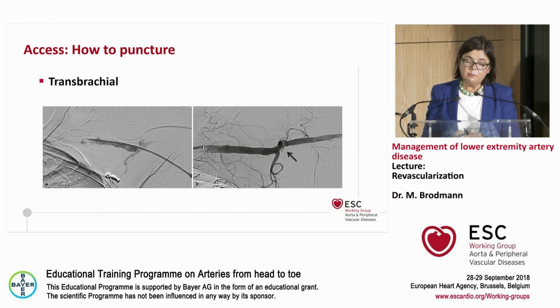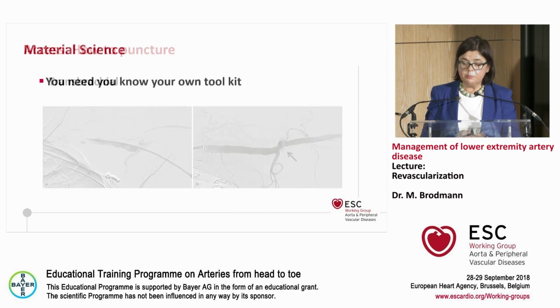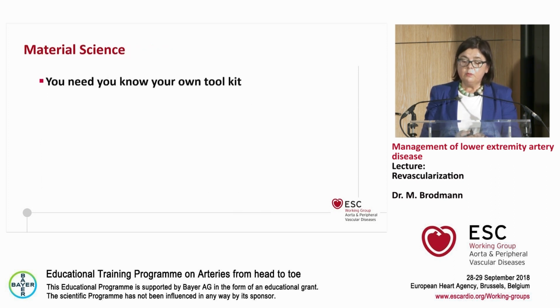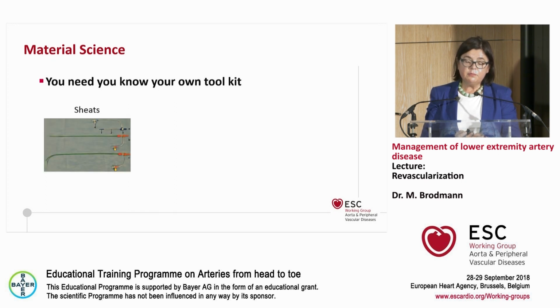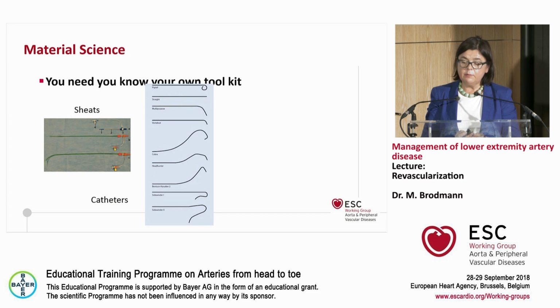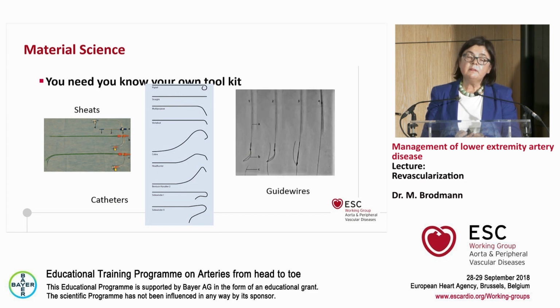The transbrachial approach is getting more and more important because once again we face more and more obese patients and we are not able to puncture the groin. So what do you need for your own toolkit? You have a lot of different stents, sheaths, guide wires, catheters. Please select one toolkit within your Cath Lab and try to work with this, and then just be very careful.